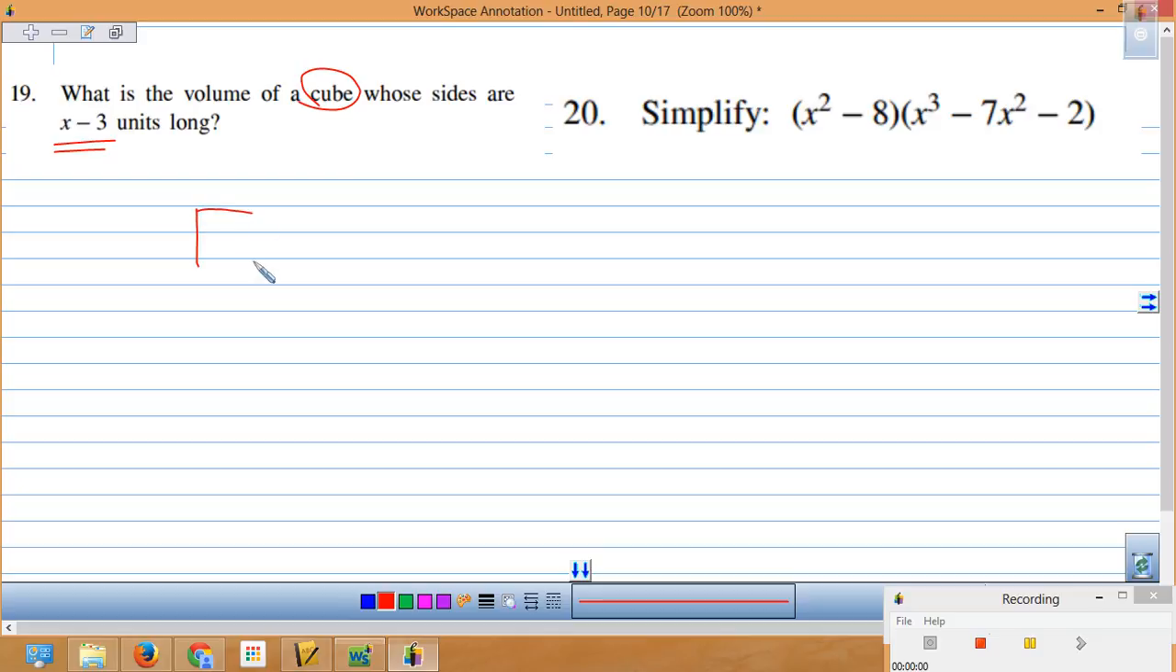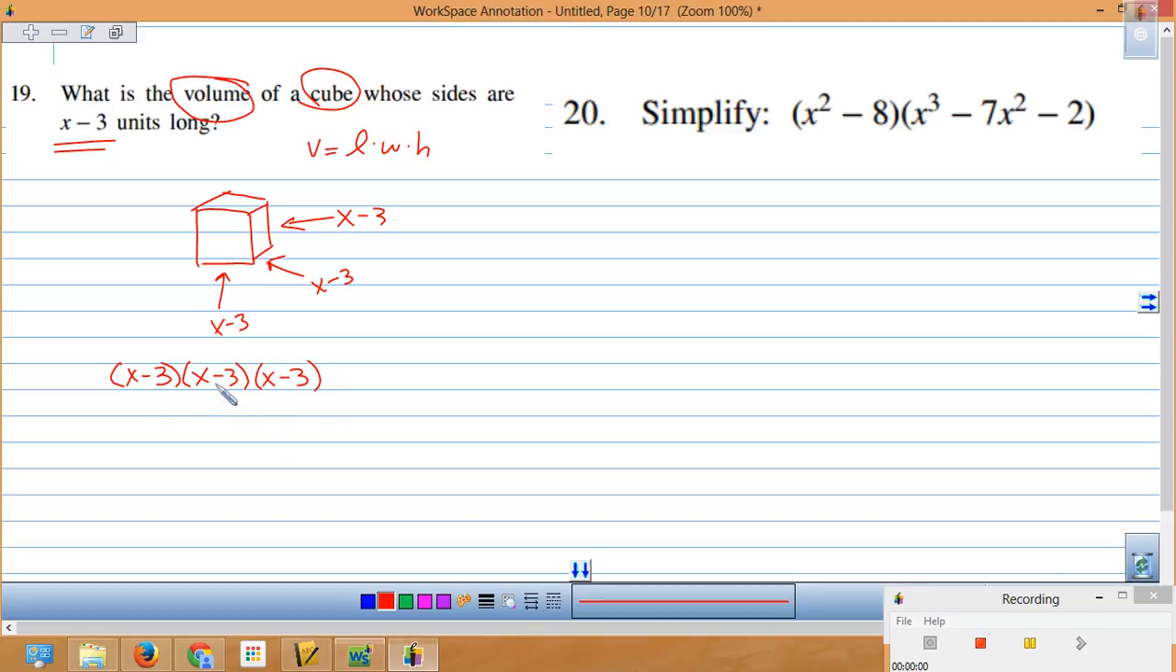Well, if you take a cube, pardon my crude drawing, okay? You've got a cube, they're telling you that this side is x minus 3, and the thing we know about all cubes and all dice is they all have the same sides all the way around. To find the volume of a cube, volume equals length times width times height. So you're going to multiply all three of these together. That means x minus 3 times x minus 3 times x minus 3.